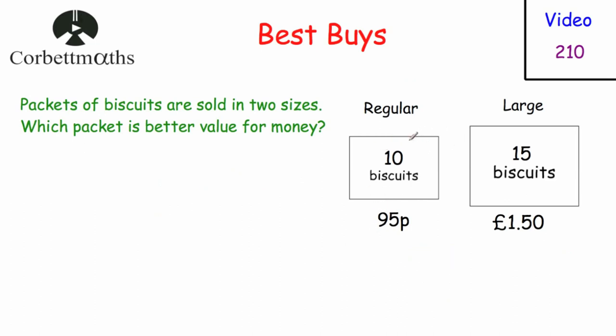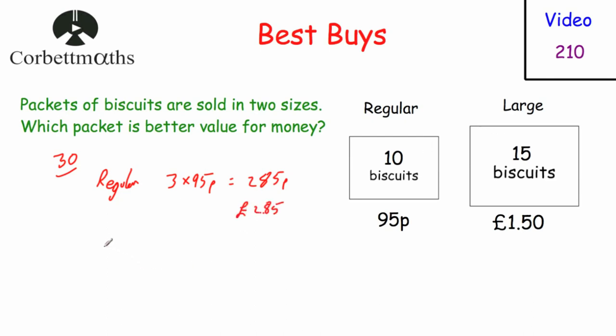Another approach is to buy the same amount of biscuits by either buying just the regular boxes or the large boxes. So with the regular box, I could buy 10 biscuits, I could buy 20 biscuits, I could buy 30 biscuits by buying just regular packets. Or with the large box, I could buy 15 biscuits, or if I bought two packs, that would be 15 plus 15, which is 30 biscuits. So I could buy 3 regular boxes, and that would be 30 biscuits. So that would be 3 boxes at 95p each, so 3 times 95p, which is equal to 285p, or £2.85.